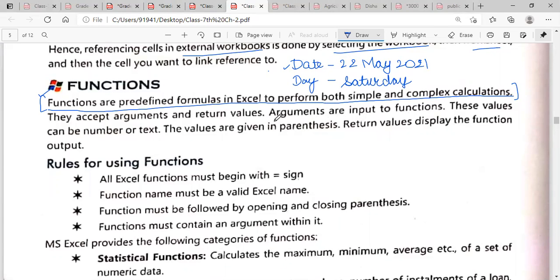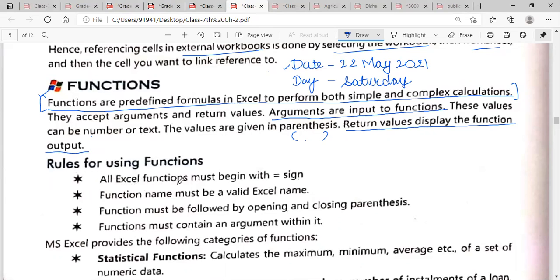Arguments are, underline this line, arguments. What are arguments? Arguments are input to functions. We will input something to the functions. These values can be numbers or text. The values are given in parentheses, and we will write that value in a parenthesis, in a bracket, and return values display the function output. The return value will provide us an output, or you can say, provide us a result.